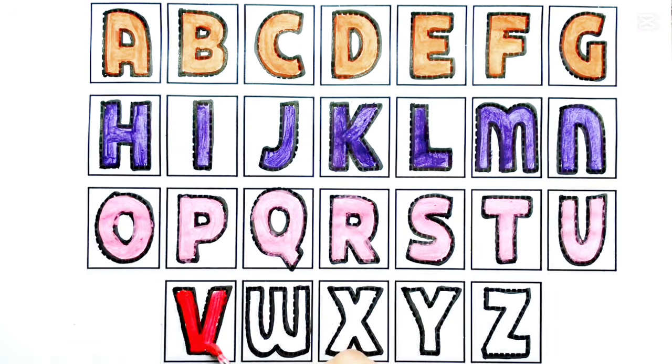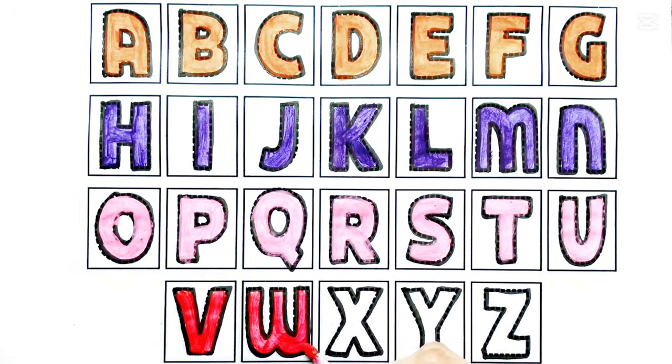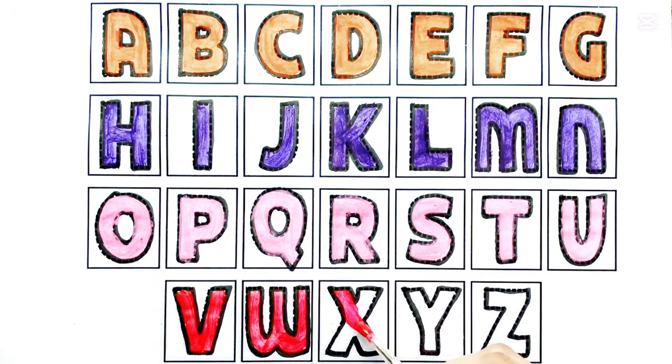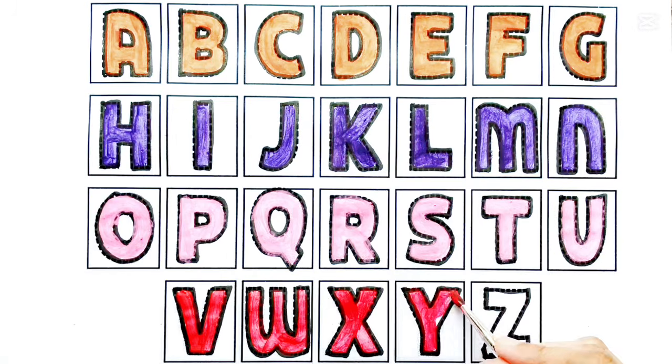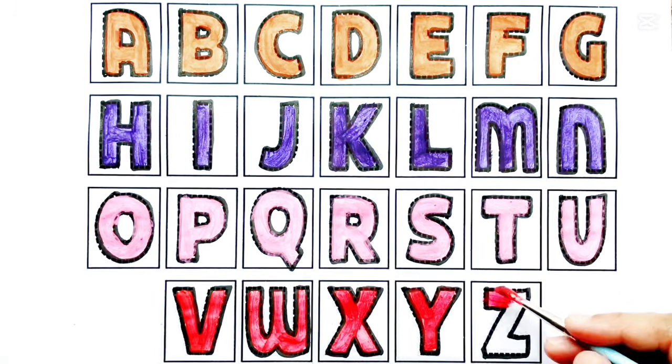Red color, V for vase. W for watermelon. X for Xmas tree. Y for yogurt. And Z for zebra.